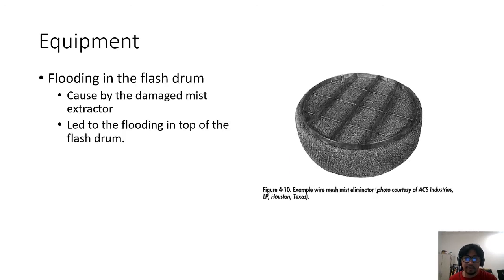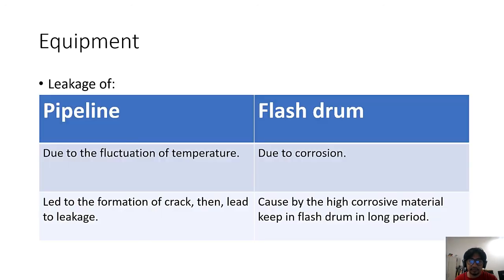Last category is our equipment. The first problem we encounter for equipment is the flooding in the flash drum. It is caused by a damaged mist extractor that is unable to collect small liquid droplets from the gas stream before it leaves the separator, which caused flooding.